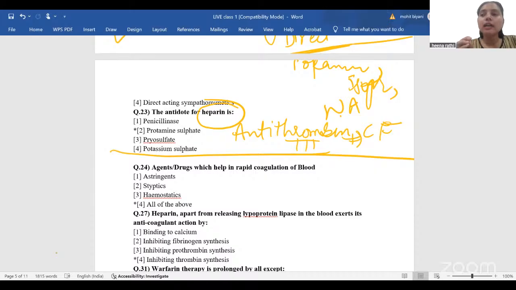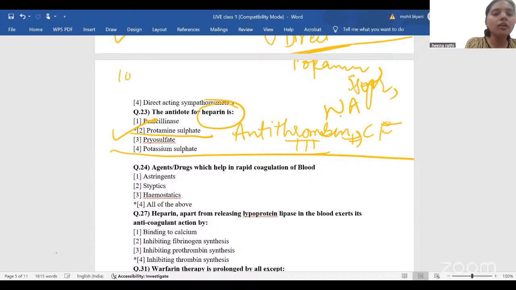If this anticoagulant is given in excess, there will be excess bleeding. To control that bleeding, heparin antagonists are given. This heparin antagonist is protamine sulfate. This protamine sulfate is obtained from the sperm of fish, and usually there is no requirement of the heparin antidote, because heparin itself reduces its action after some time. But in emergency cases, we can give this heparin antidote, protamine.